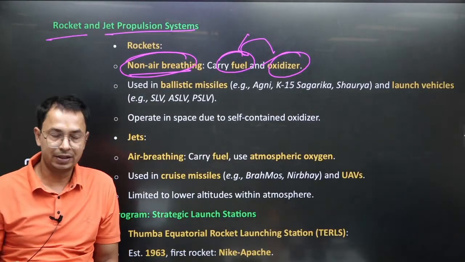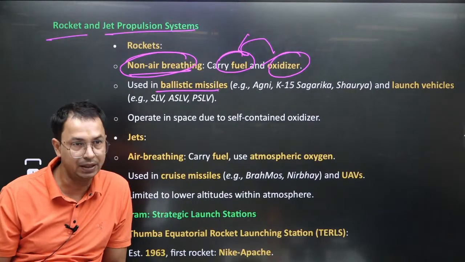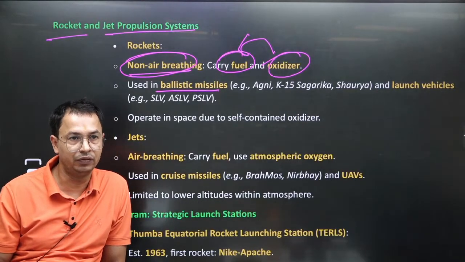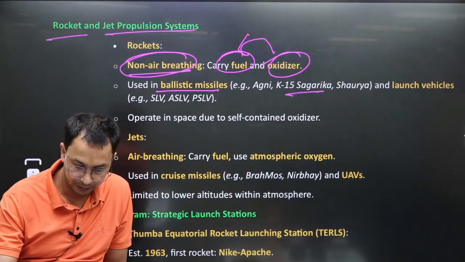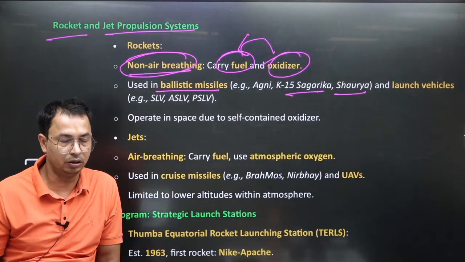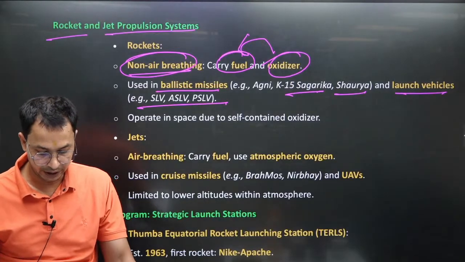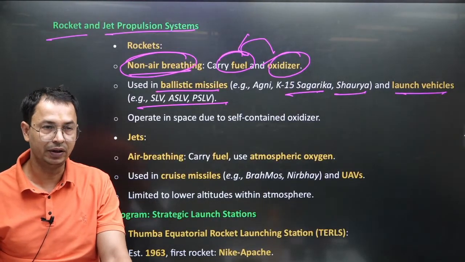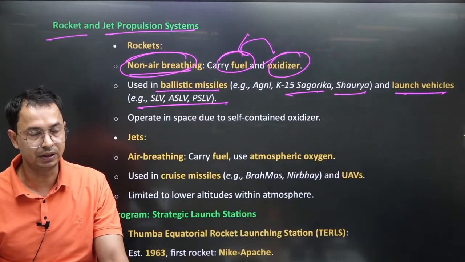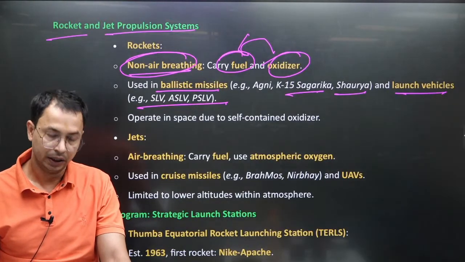And rocket systems are used in ballistic missiles like your Agni 1 to Agni 5, then Sagarika and Shaurya. These all use the rocket system. And launch vehicles like your SLV, ASLV, PSLV, GSLV are dependent on rocket technology.